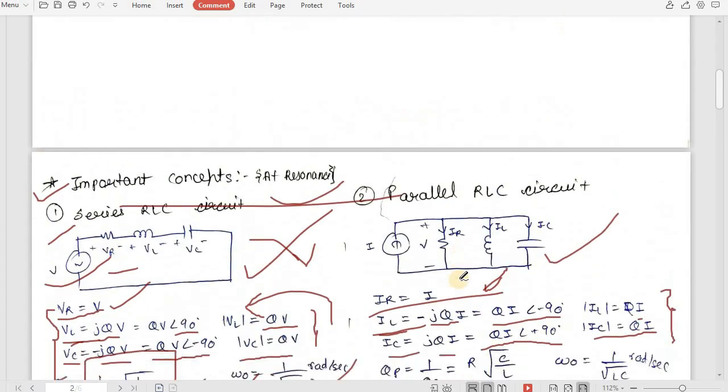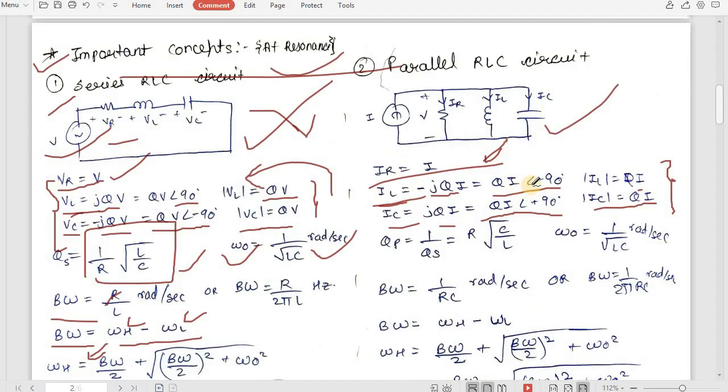Now let us see the quality factor formula for this parallel RLC network. Quality factor for parallel RLC network is the inverse of the series quality factor, so it will be R times the square root of C by L. And the resonant frequency formula is the same for parallel as well as series, which is 1 upon square root of LC, in radians per second. If you want it in hertz, it will be omega naught equals 1 upon 2 pi square root of LC hertz. Bandwidth is 1 upon RC.